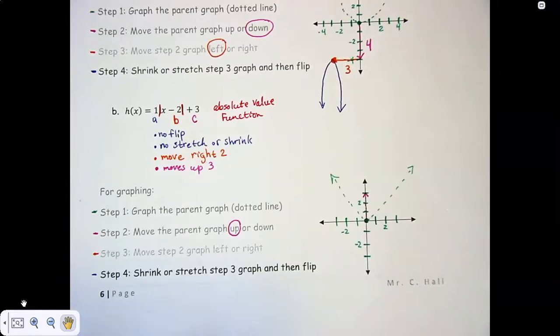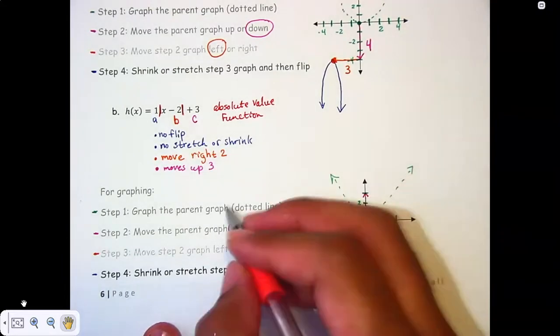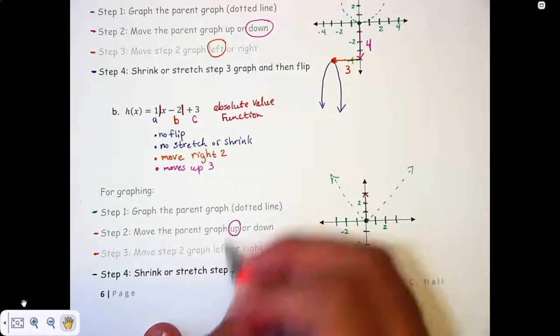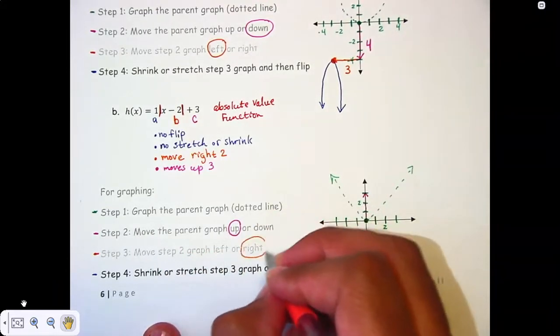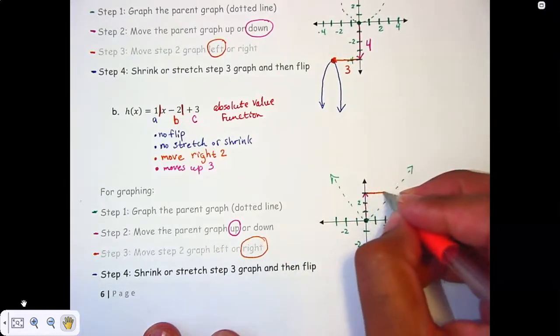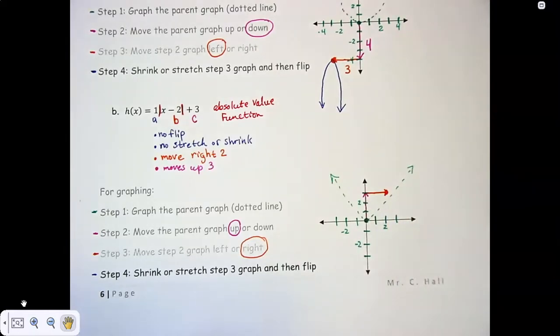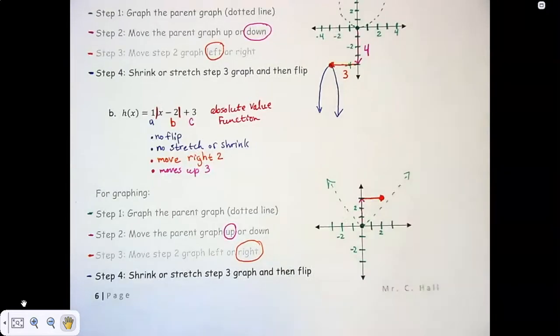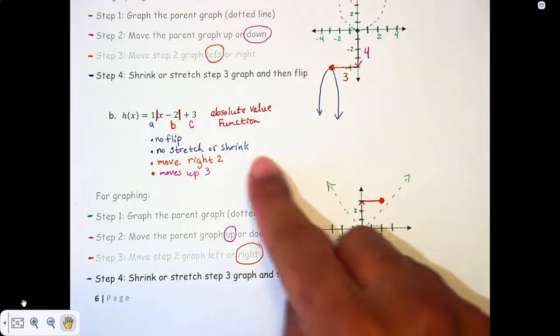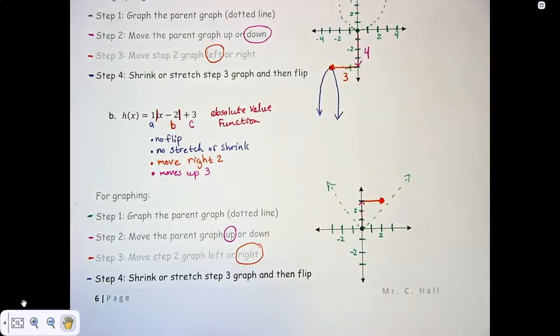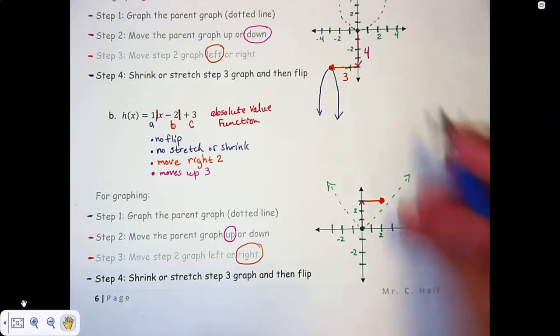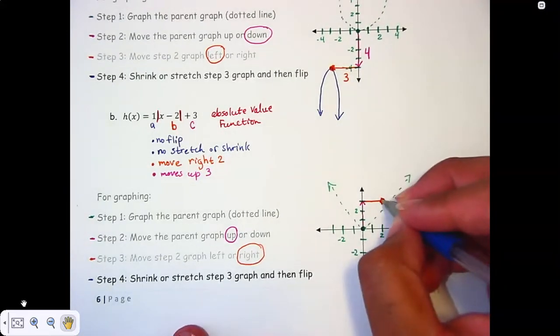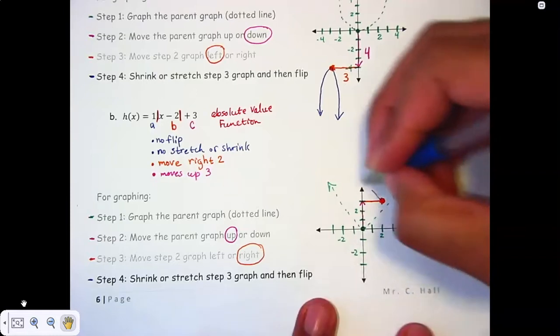Right. Then from that point, we need to move it again. So we're going to go step 3. It says we're moving left or right, and we say it's going to go right 2. So here we're going to go over 1, 2. We put that dot right there. Right, over 2. And then again, we do our shrink and expand. And like I said already, there's no shrink or expand. So no shrink or stretch, and there's no flip. So all we're going to do last is just draw the exact same absolute value graph.